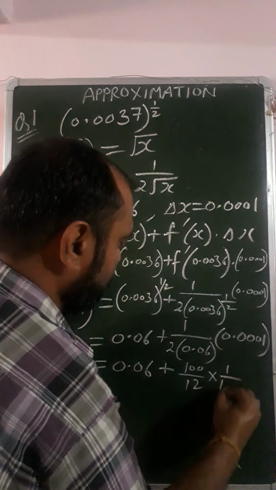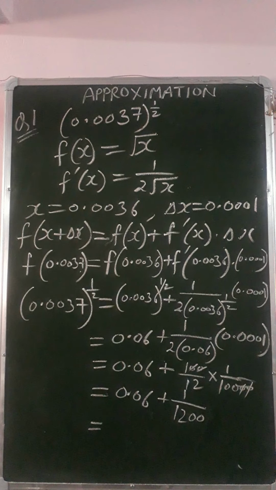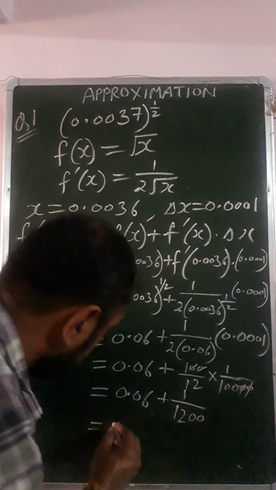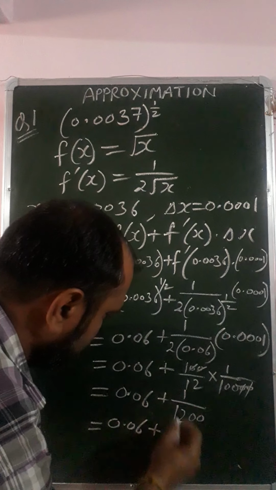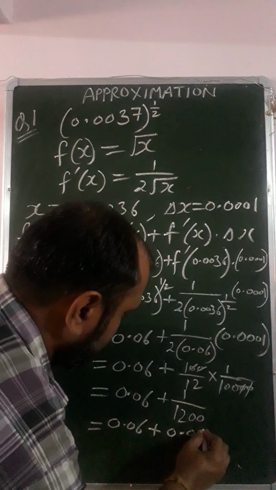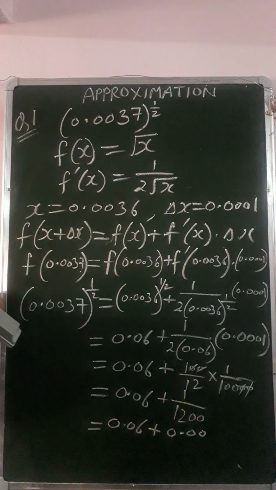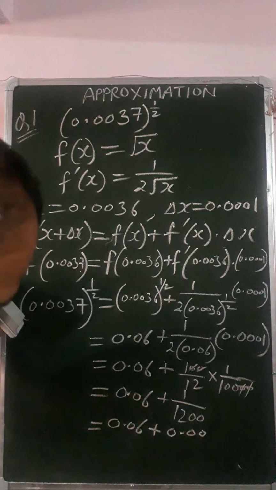This is 0.06. So on simplifying, we get the answer here. So this is equal to 0.06 plus 0.0008, right?